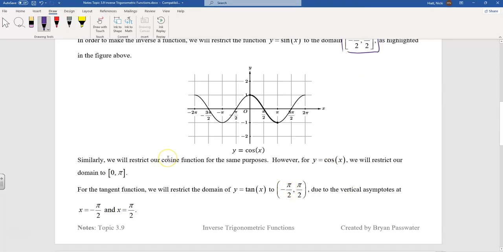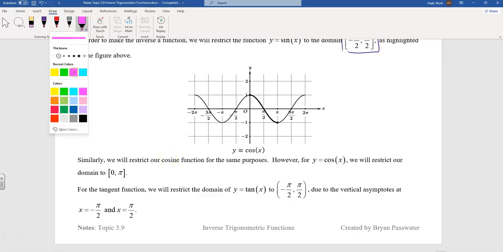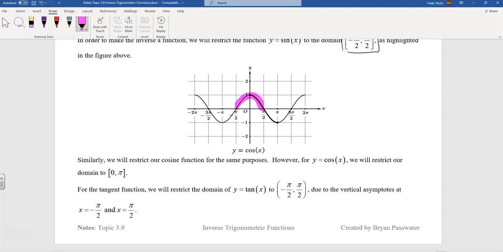Cosine is going to be a little bit different because for cosine, we'd have to pick a different section, right? From pi over 2, I'm going to highlight this, but then I'll erase it. From here to here, would this pass the horizontal line test? It would not. You cannot restrict the domain to the same section right here. For cosine, we're going to go from 0 to pi. So for cosine, 0 to pi is our principal values.